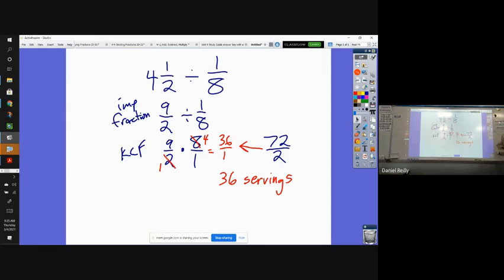Make sure in these problems, real world problems, you have a word in your answer. So the answer here is 36 servings. If you just write 36, you'll lose a half a point, okay?